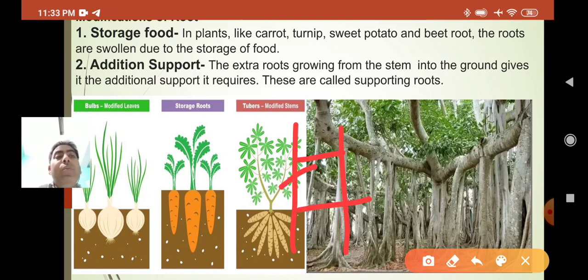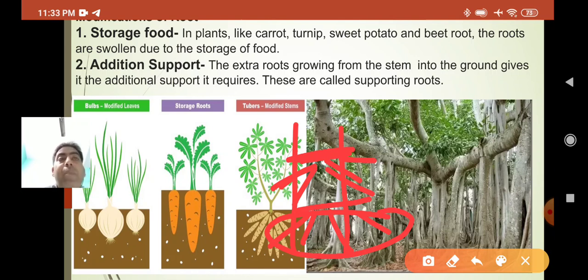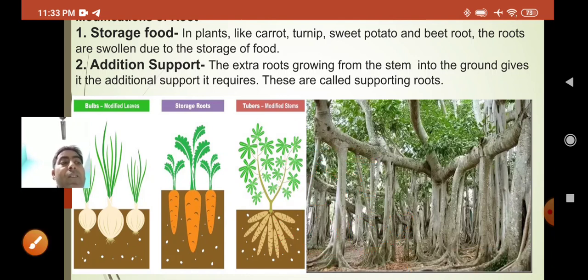What are the stilt roots? They grow from this part, this is called the stilt root. The stilt roots grow from the lower nodes of a stem. These are the nodes, from the lower node, not from the upper. They are called stilt roots.